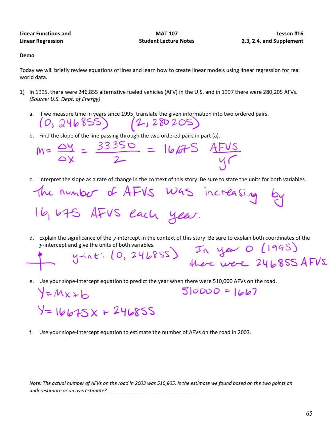So 510,000 equals 16,675x plus 246,855, and we solve for x by subtracting the 246,855 from both sides, then dividing by 16,675. So we get x is approximately 15.7, which is years after 1995. So I'm going to add 1995 to that, and we get the year 2010. So we could say in 2010.